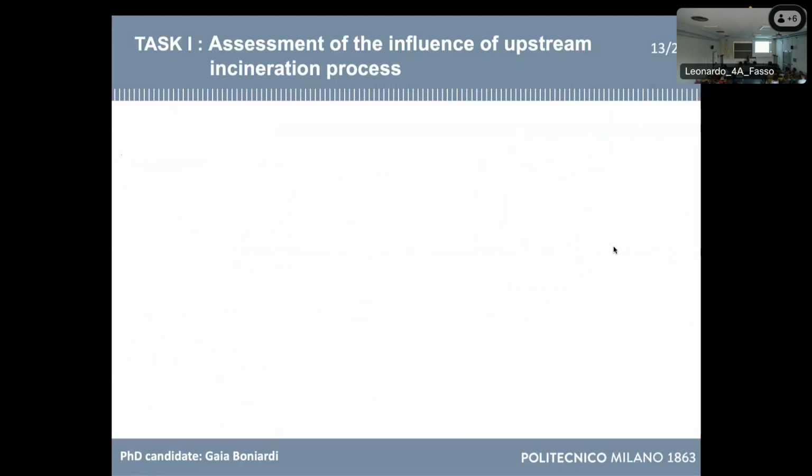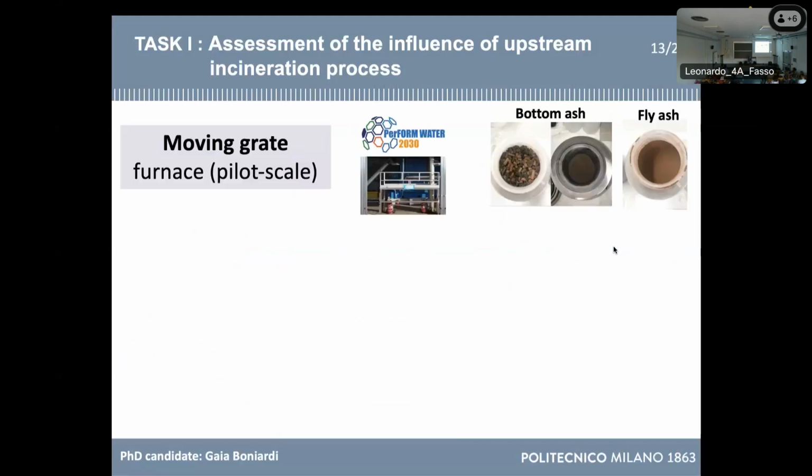Let's move to task 1. To assess the influence of the upstream variables of the incineration process, we collected different types of ashes. Within the Perform Water project, we collected ashes from a moving grate furnace, which was located at the San Giuliano Ovest wastewater treatment plant. We collected both bottom ashes, which are 90% of the total ashes we produce, and we also collected the fly ash, which are the ashes collected after the flue gas cleaning. In this case, they refer to cyclone ash.